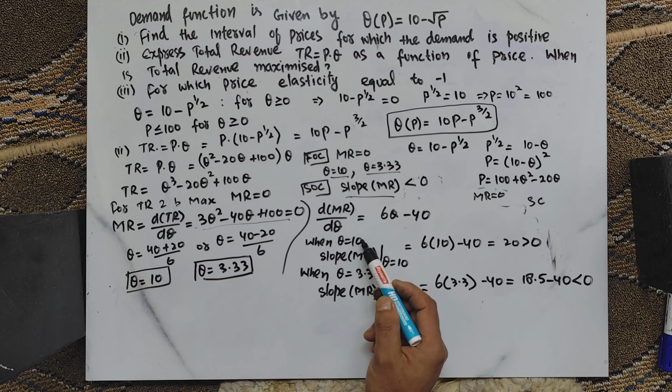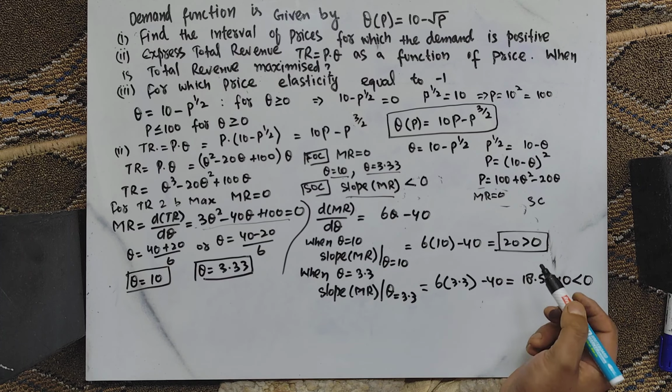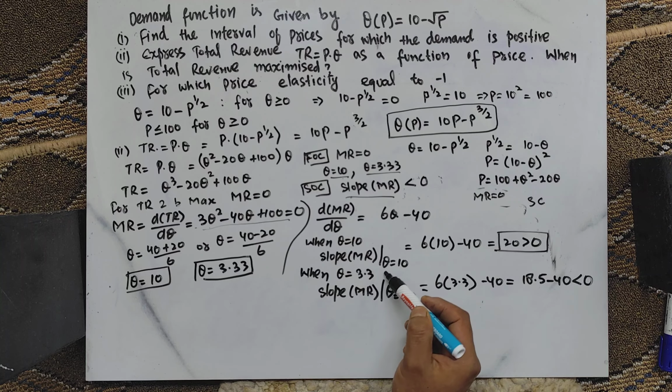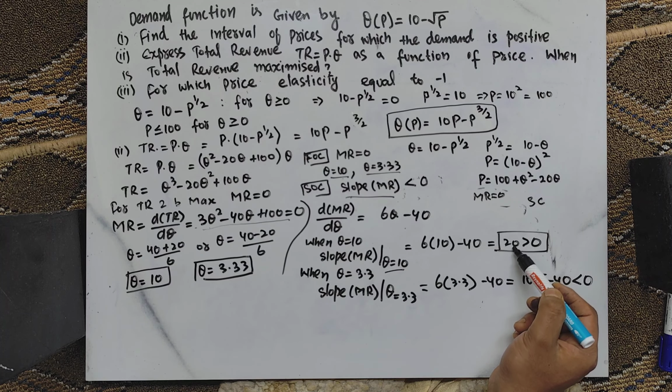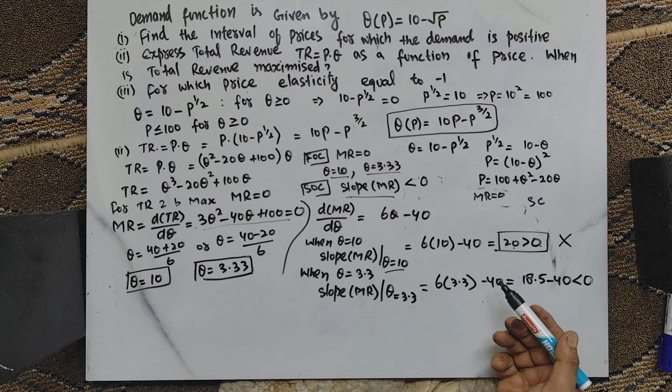When q output is equal to 10, we got the slope as positive, but for a maximum the slope should be negative. So the slope of marginal revenue when q is equal to 10 is equal to 20, which is greater than 0, which does not satisfy the second order condition for maximum.